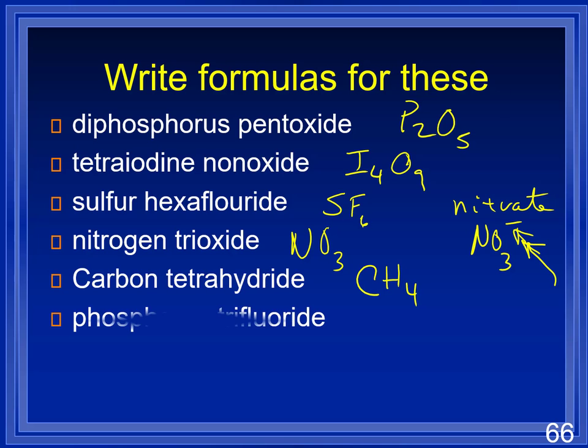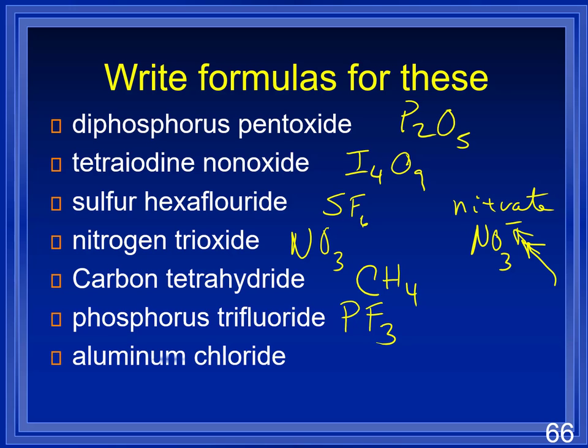Okay, phosphorus trifluoride. Go ahead and finish writing that one down. Everybody get that? Phosphorus, 3 fluorines. Aluminum chloride. That's the formula for aluminum chloride.